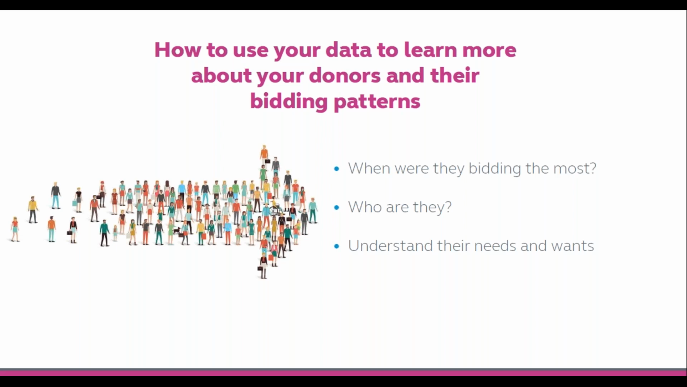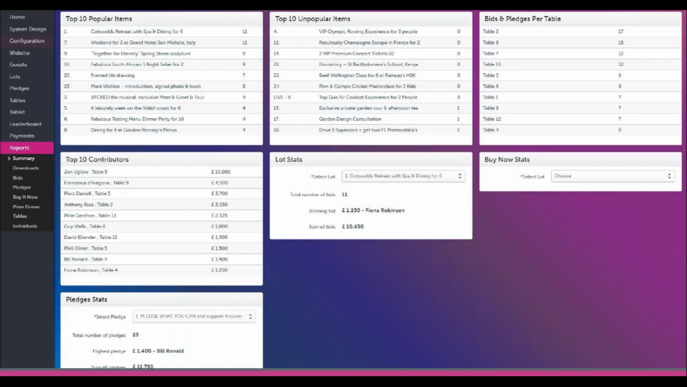Additionally, in using a tech system at your event, it will also enable you to see effectively patterns and trends. Here's an example of Givergy's back end of the system, and this is a summary page that our system automatically creates after your event. So as you can see, you've got breakdowns on top 10 popular items, top 10 unpopular items.